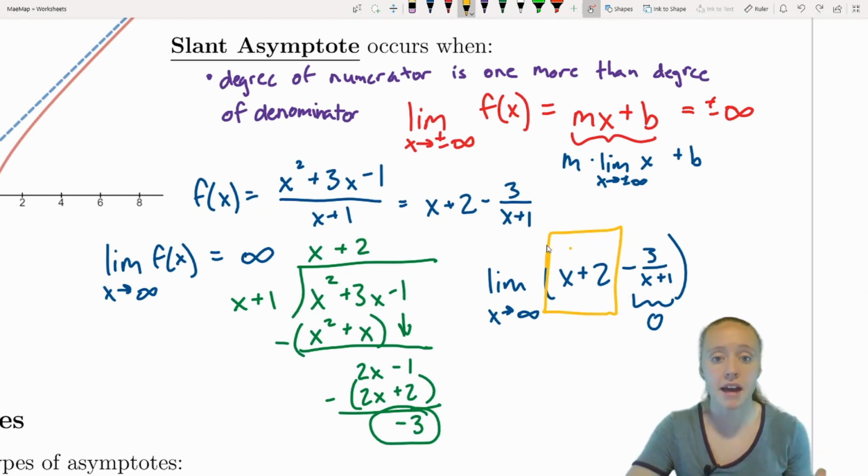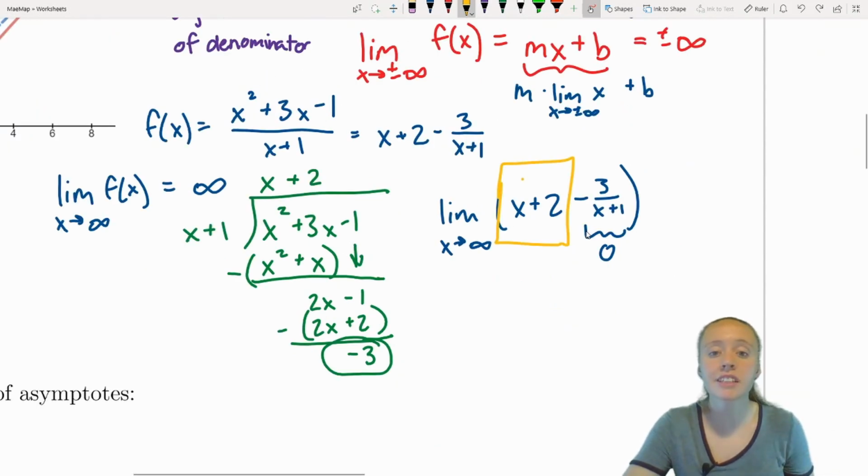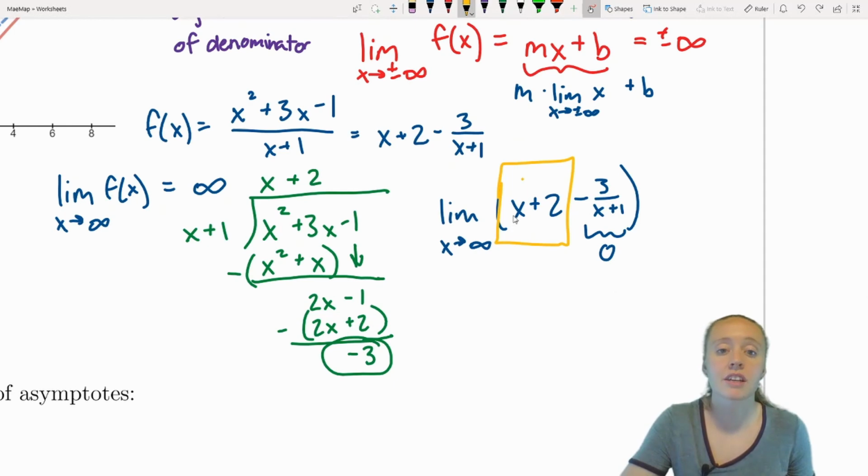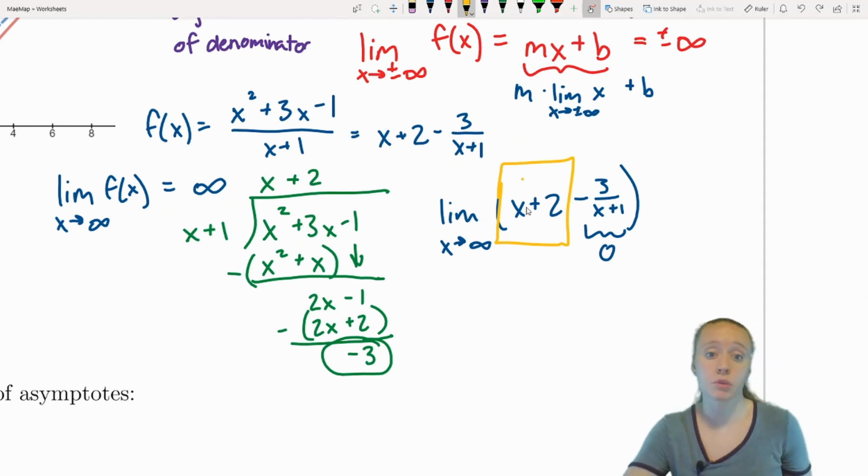That's my slant asymptote. And how do I figure that slant asymptote? That's just polynomial long division, and then I'll be able to see my mx plus b, because my remainder, taking the limit of that, will go to 0, so I'll be left with some mx plus b. So my slope in this case was 1, and my b was 2. So x plus 2 for that slant asymptote.